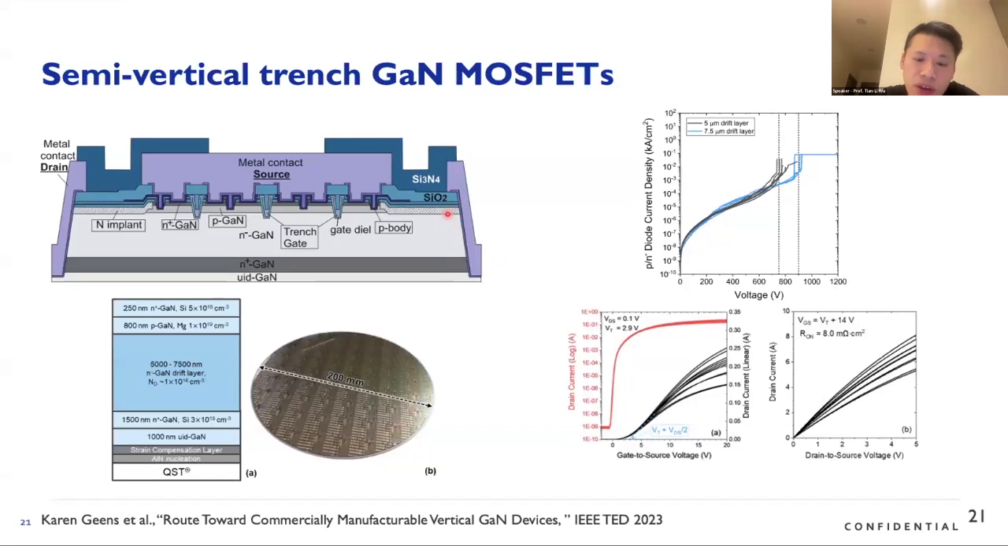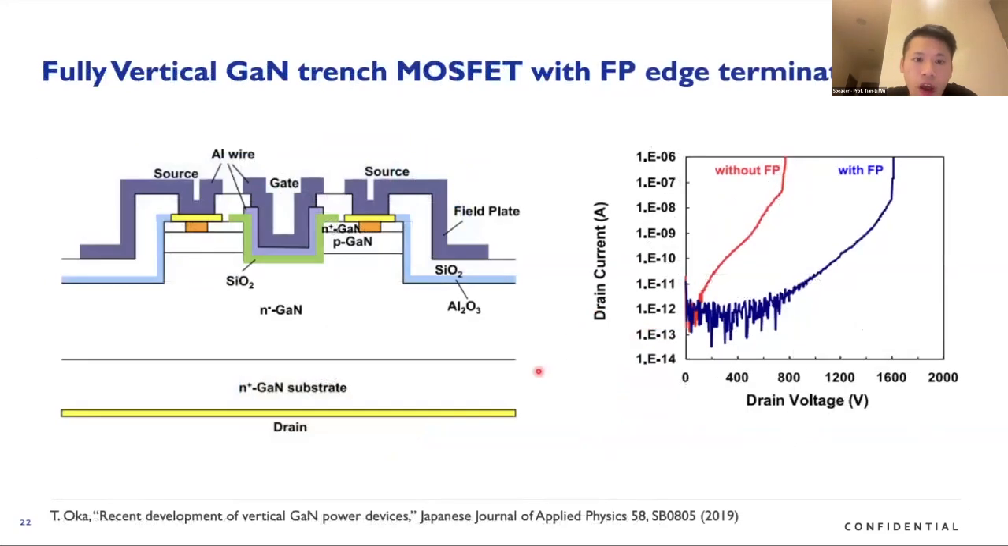This work was demonstrated by IMEC in 2023 for the semi-vertical trench gallium nitride MOSFET, on the 200 millimeter GaN-on-QST substrate, and the breakdown voltage can achieve roughly around 800 volt, with a higher threshold voltage up to 2.9 volt. Of course, the best case would be if we can fabricate the fully vertical GaN trench MOSFET. This was demonstrated by Toyota in 2019. They fabricated the fully vertical gallium nitride trench MOSFET with a breakdown voltage of more than 1,000 volt.